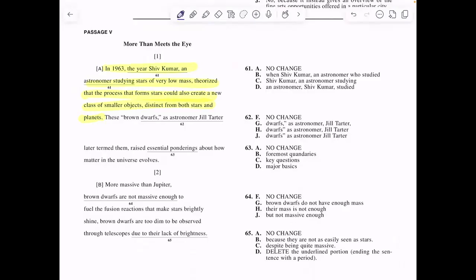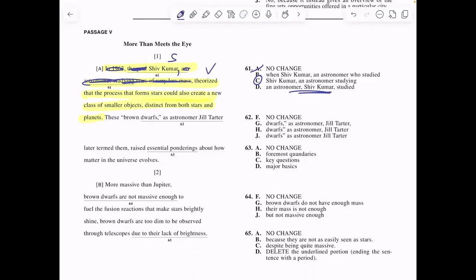I don't think it's A. I'm going to ignore this. It's C. Let's think about why here. It's so wordy. So I would get rid of A and B because they're so wordy. C and D would be what I would be left with. And then I think about, well, number one, I don't want to use his name as a comma sandwich. I just want to start with my subject. So we would say Shiv Kumar, comma, an astronomer studying stars of very low mass. This is your comma sandwich. So this is your subject. This is your verb. Shiv Kumar theorized.